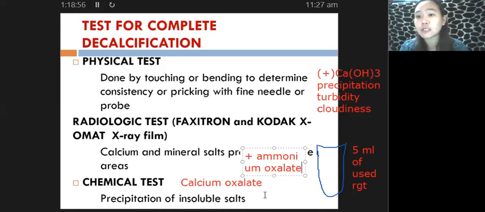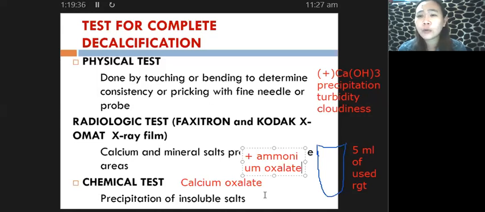Again, you have to let it stand for a maximum of 30 minutes. After standing, if you observe the presence of precipitation, turbidity, or cloudiness, then that truly indicates that decalcification is incomplete, so you have to continue decalcification. If, for example, after 30 minutes there is no precipitation, turbidity, or cloudiness, then decalcification is complete.